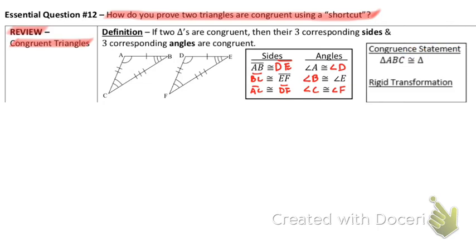So hopefully this is ringing a bell as we go through this. Remember, when we write our congruent statement, we also have to write it as A, who does it match with in the other triangle? In that case, it would be D. B matches with who in the other triangle? That would be E. And C matches with who? That would be F. So that's our congruent statement.